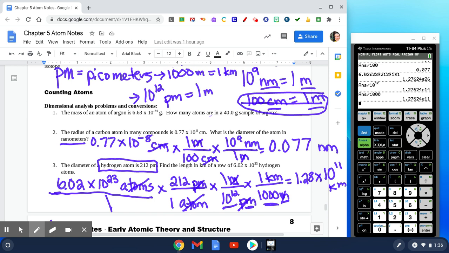Okay, so a lot of times the most important thing here is that it's going to give you some of your conversions in the problem. So make sure you're watching out for that.